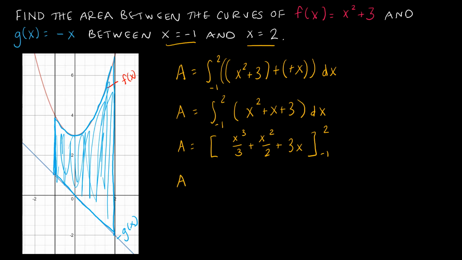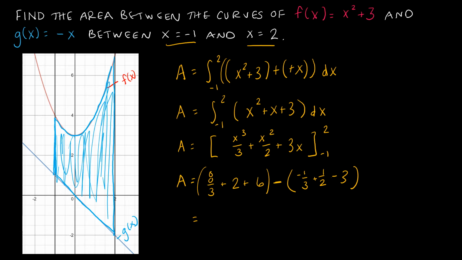So now I'm going to plug in those limits of integration, starting with 2. So 2 cubed over 3 gives me 8/3, plus 2 squared over 2 gives me 4 over 2, or just 2, plus 3 times 2, which is 6. And then I'm going to subtract, again, everything in the second expression. So I'm plugging in -1. -1 cubed over 3 is -1/3. -1 squared over 2 is 1/2. And then 3 times -1 is -3. So I'm going to write -3.